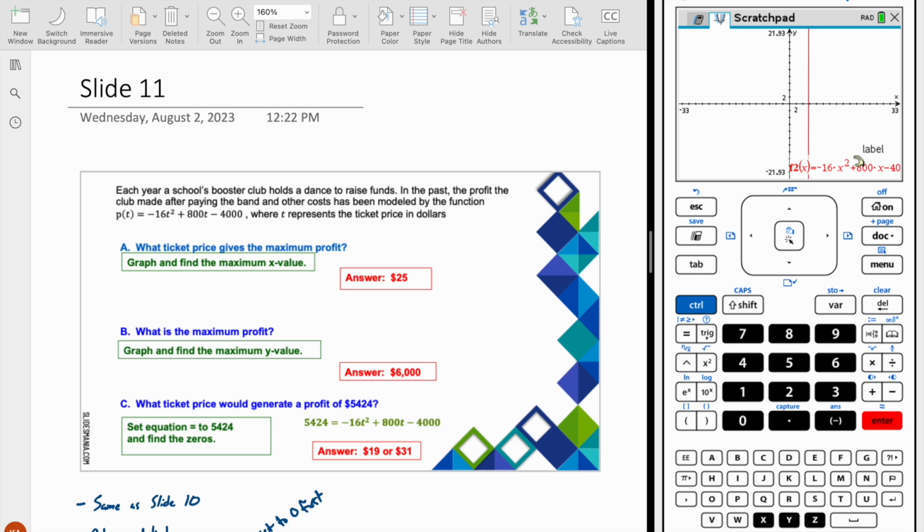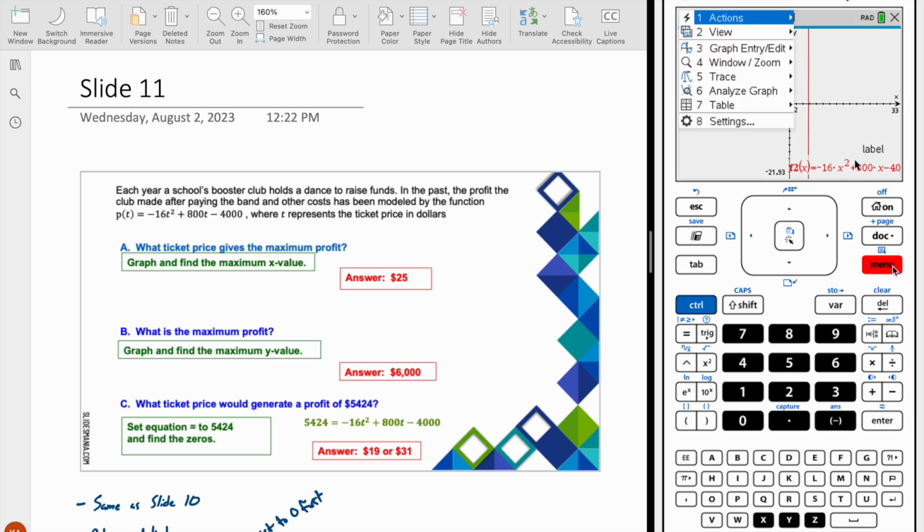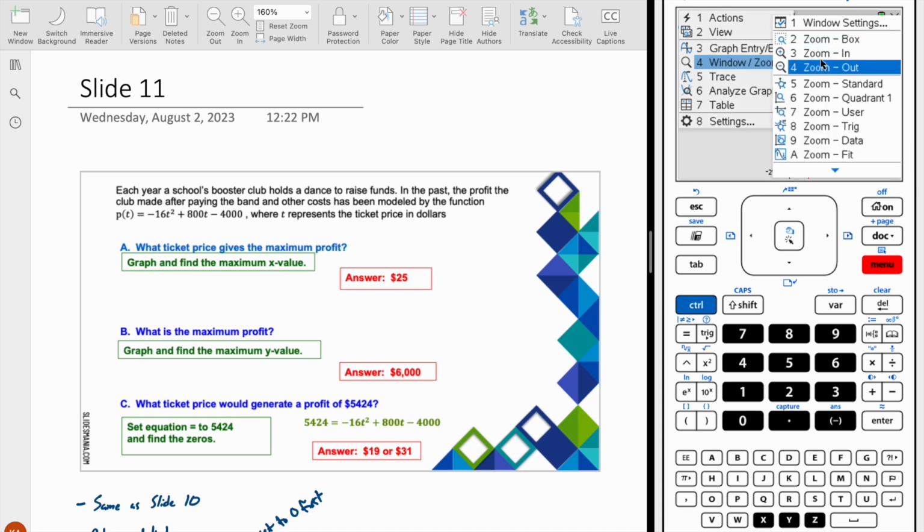So how are we able to see the entire graph? This is where we're going to have to understand that we can use our calculator to zoom in, zoom out, depending on what we need. So let's go ahead and take a look at our options. In this case, we're going to change the view that we have. So we're going to go to menu. Now, the best option in this case would be our window or zoom. So we're going to hit 4.